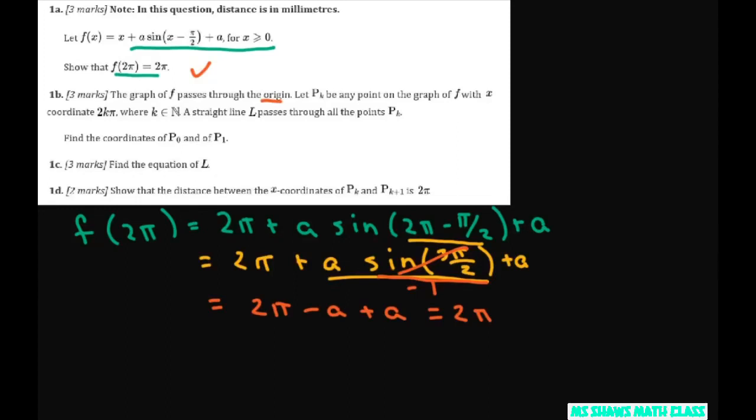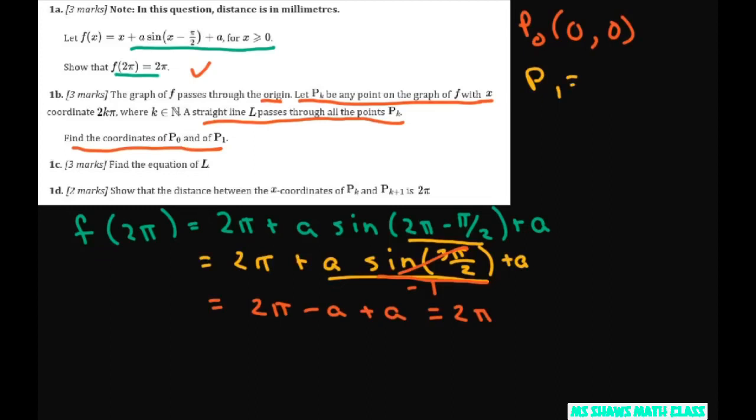passes through the origin. So we have the point (0, 0). Let P_k be any point in the graph with x coordinate 2k pi, where k is a natural number, and a straight line passes through that point. Find the coordinates of P_0 and P_1. So we can basically let P_1 equal (2 pi, 2 pi), because we already did that.